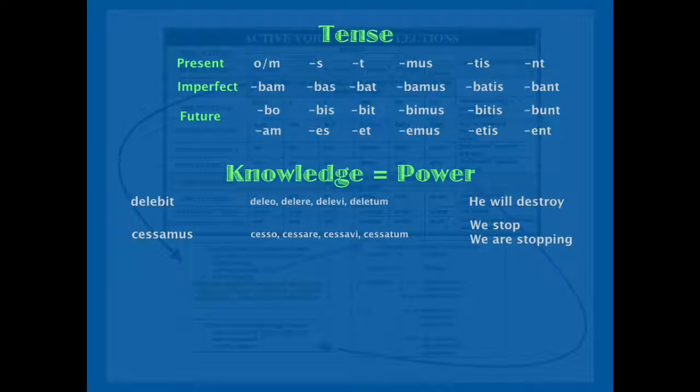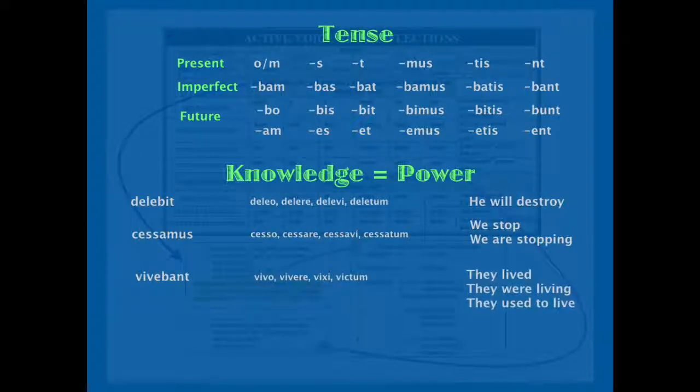Now let's take a look at this verb, vivebant, from vivo, vivere, vixi, victum. The bant tells me that my verb is in the imperfect tense, while the nt tells me that the subject is they. This means I can translate it as they lived, they were living, or they used to live.